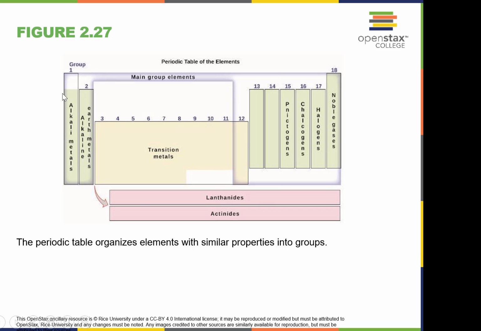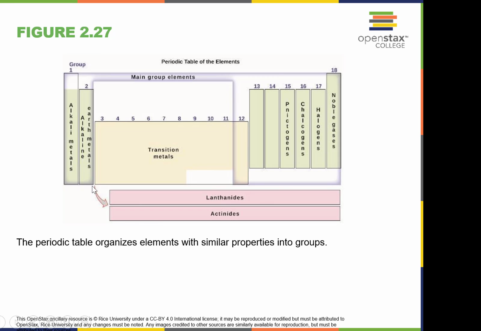And then finally, if we take the first two groups and the last six groups, we call these the main group elements. So the ones that are kind of elevated above the transition metals. We also have these ones that are kind of down below, and these are sometimes called the inner transition metals. The first one are called the lanthanides. The second one are called the actinides. And they're named after the first element within that row. So lanthanum and actinium are how they get their names.